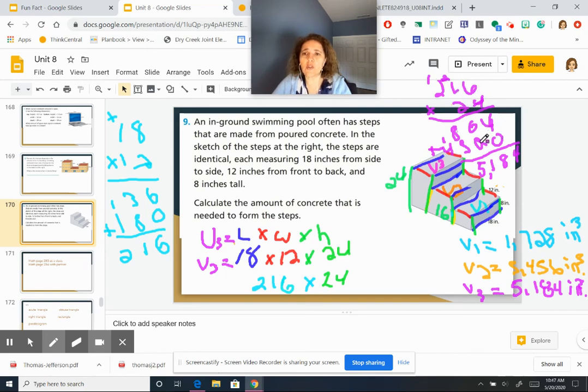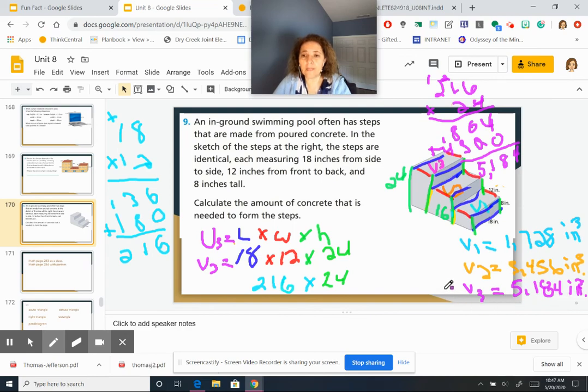6 times 2 is 12, carry my 1. 2 times 1 is 2, plus the 1 is 3. 2 times 2 is 4. Added it up. 4 plus 0 is 4. 6 plus 2 is 8. 8 plus 3 is 11. Carry my 1. 4 plus 1 is 5. 5,184 inches cubed. So now I have my volume 1, volume 2, volume 3.